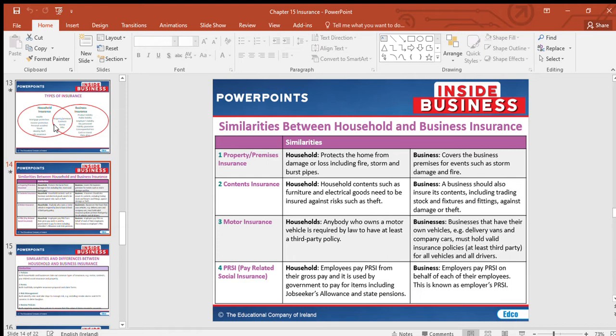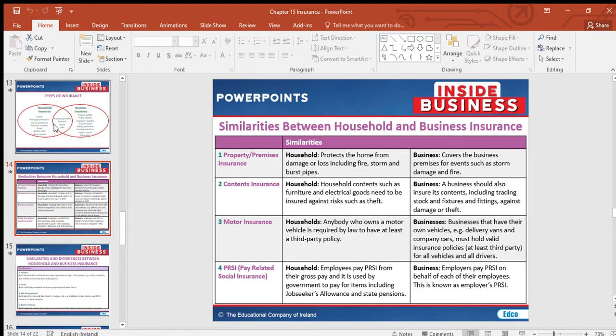PRSI, pay-related social insurance. Employees pay PRSI from their gross pay, and it's used by governments to pay for items including job seekers' allowance and state pensions. It's used for any form of social welfare, even stuff like the pandemic unemployment payment. That is the correct term for the payment that people are receiving, basically the COVID payment. That's generally where that money goes. You're actually paying for other people's social welfare and for your own.